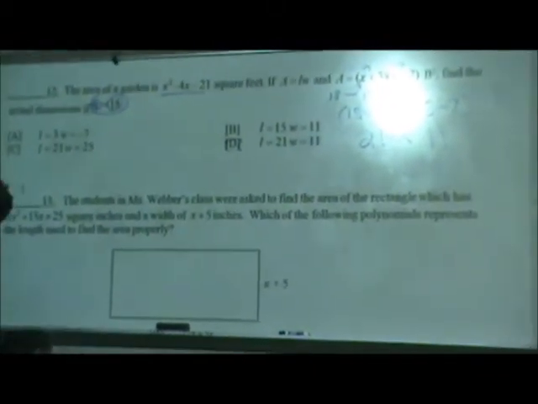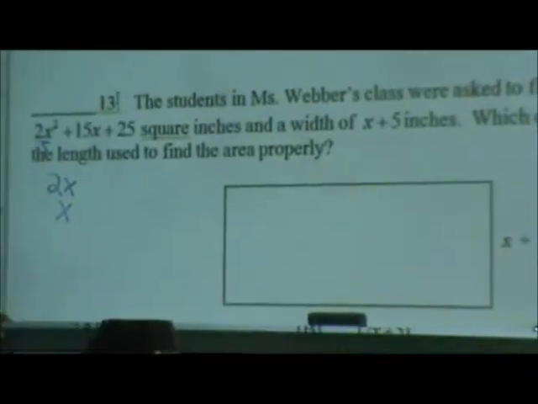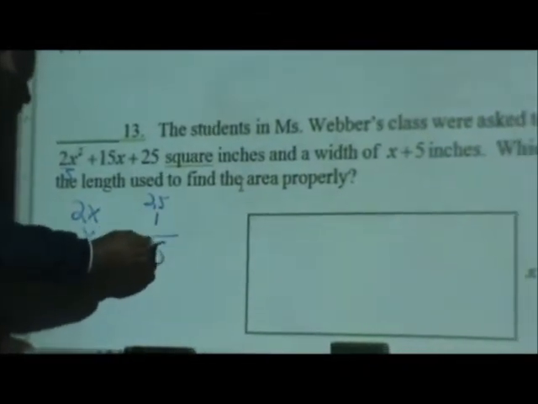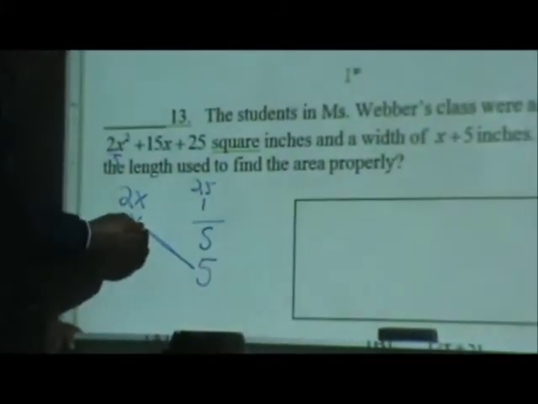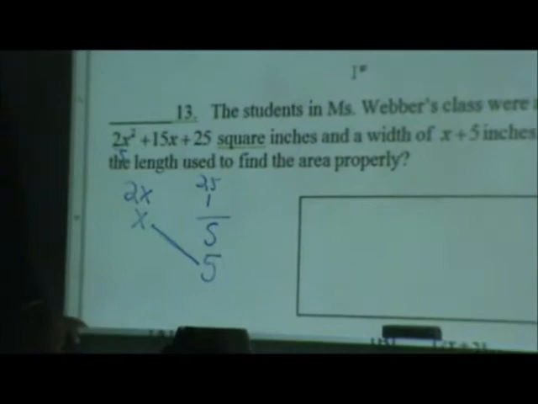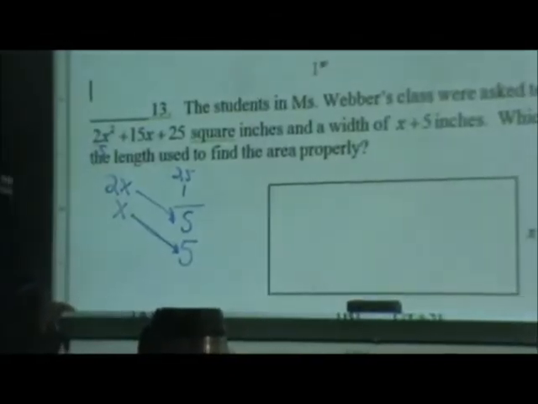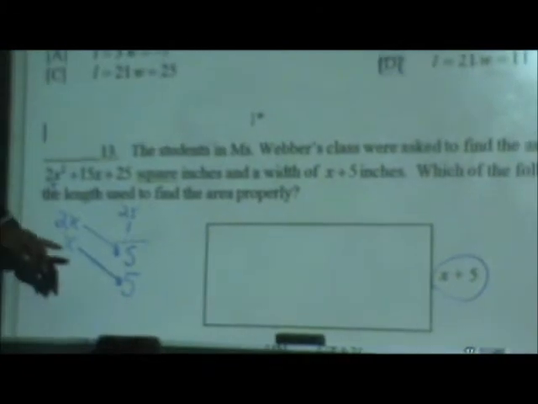Number 13 down here. I have 2x times the x is the only thing that gives me 2x squared. I got 25 and 1, 4, 5 times 5. Okay? Which one's it going to be? It already told me that it's x and 5, right? So the only other matchup would be 2x times a 5. You with me? Anytime they give you one of the sides, it's pretty easy.